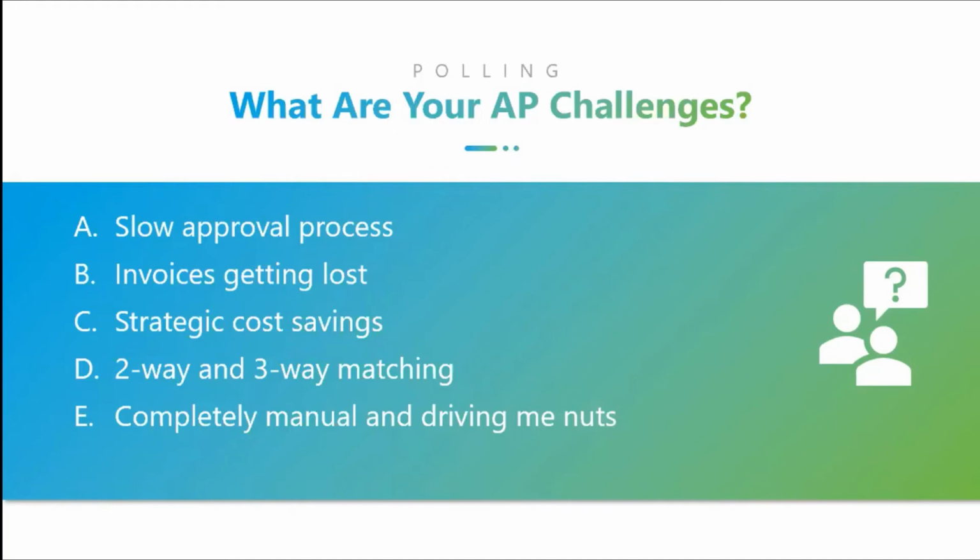There we go. Okay, so what are your AP challenges? Did this change anything from what we talked about? Are you still looking at manual processes being the biggest issue? Or is it cost savings? Maybe invoices getting lost? Slow approval process? All right, we'll close the poll for now.